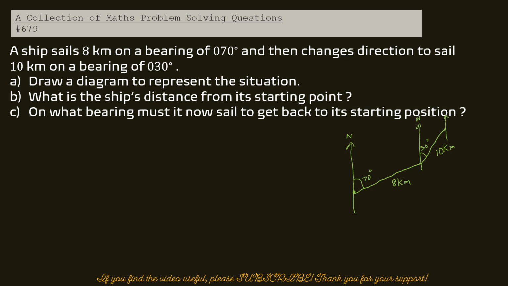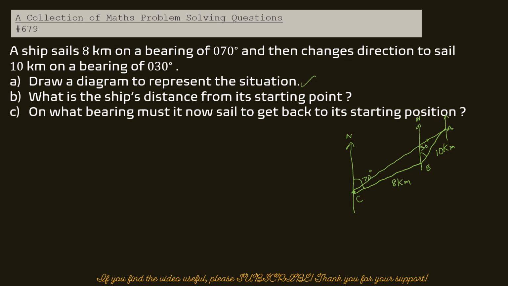So then the next part, the first part is done. For the next part, what is the ship's distance from its starting point? To work out the ship's distance, I'd have to join the endpoints. So I can call this A and this B and C. So I'd have to work out what AC is.